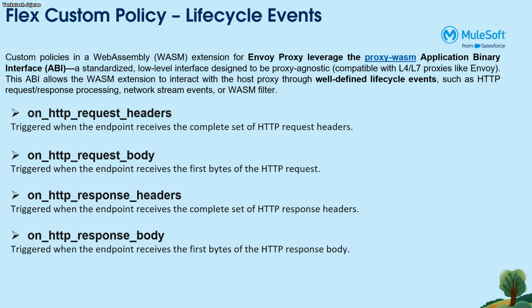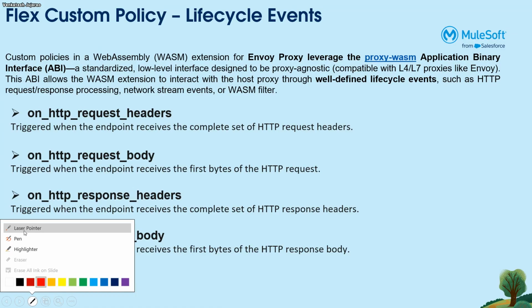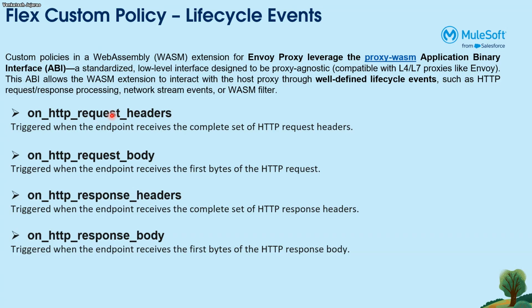So whenever the request comes in and all the request headers are received, this particular method will be invoked. Similarly, when the first byte of the payload has been received, this method will be invoked. And when we are responding back to the consumer, once we have received all the response headers, this will be invoked. And once the first byte of the response is received, this method will be invoked. When we see the code, we'll be able to relate how all these four methods are utilized and used within our Rust code.